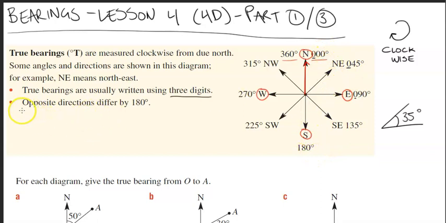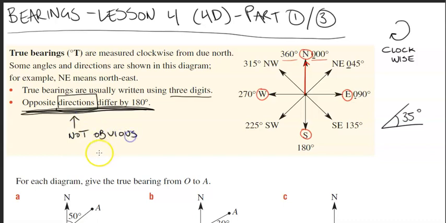And this fact right here, I'm going to underline, because this fact really can confuse students when they attempt the questions. And this one says opposite directions differ by 180 degrees. And this keyword directions, putting a square around it, this is not obvious what it's talking about. Okay, it's not obvious. And I say not obvious in regards to the type of questions that you'll get.